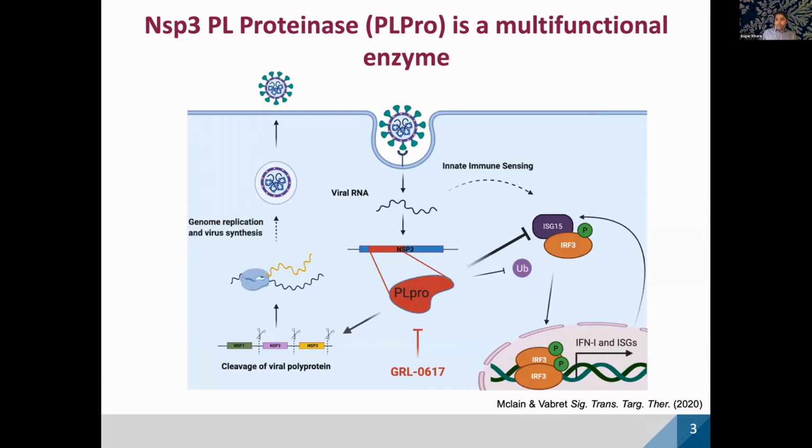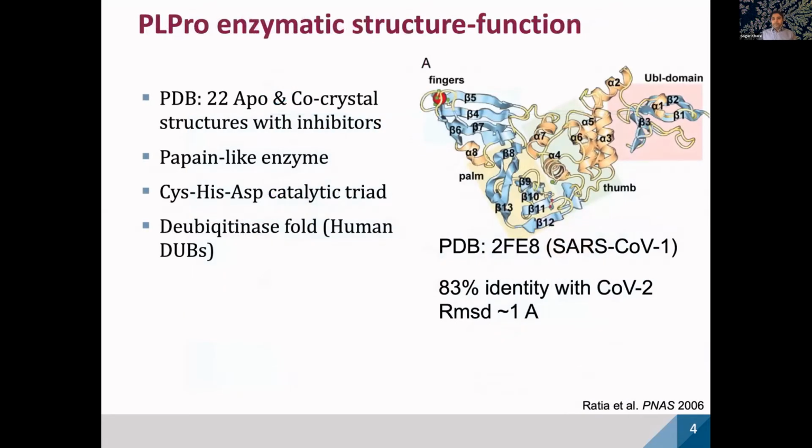And therefore, in order to understand this enzyme, people have looked at both of its suite of functions. So currently in the PDB, there are 22 apo and co-crystal structures of PLpro. If you go to a page which lists what PLpro structures are available, you can see that there are 22 of them.